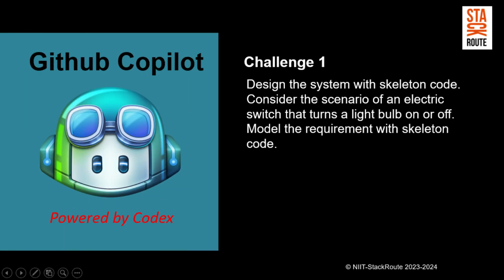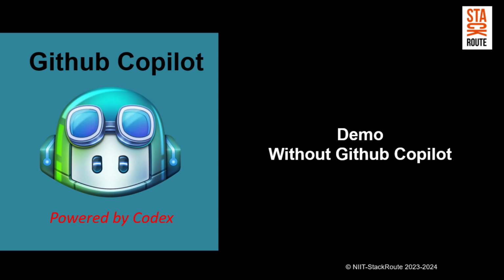Okay, so now let's go one step ahead. Here we'll try to solve a challenge which says to design the system with the skeleton code, where we have a scenario of an electric switch that turns a light bulb on or off, and we have to model this requirement with the skeleton code. So let's see it without GitHub Copilot.